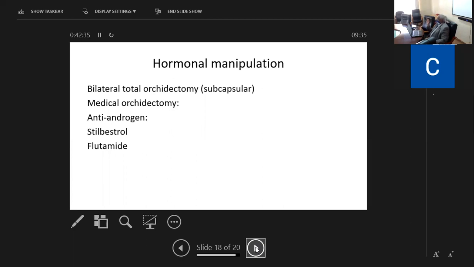But those who say, no, I can't remove this, no, I married a young wife, what, you know, the difficulties, you will be meeting them in the wards. Then you give them the option of medical or orchidectomy. There are medicines which you can use to suppress.